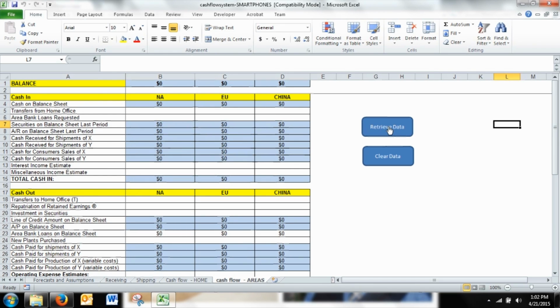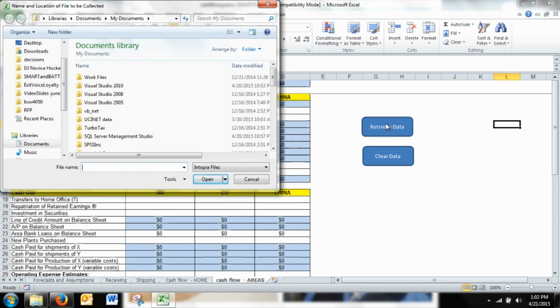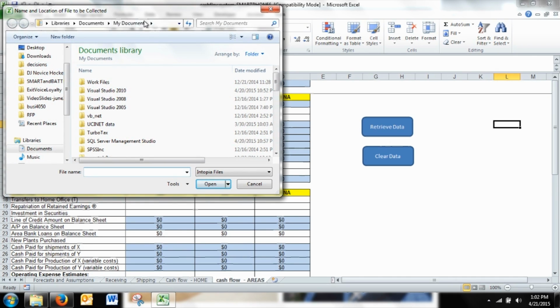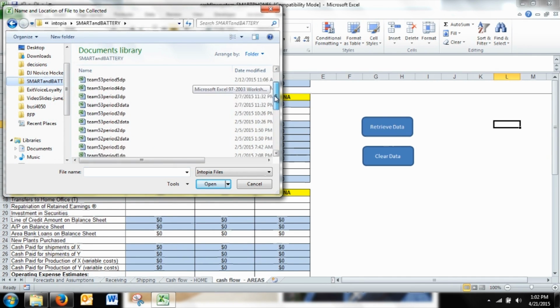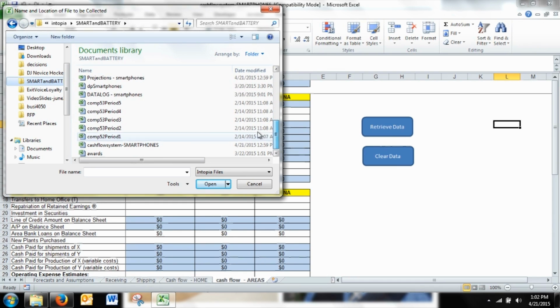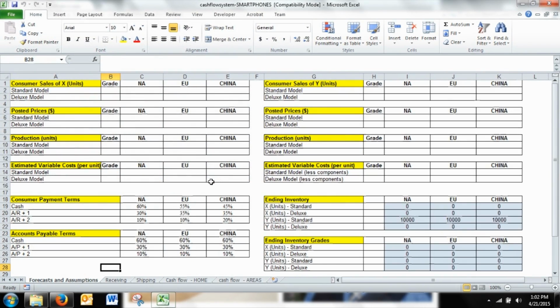So what I'm going to do is just push this Retrieve Data button, and it's going to ask me for the name and location of the file to be collected. So what I'm looking for is my output from the previous period. So I'm just going to go down there and look for, here's Company 3, period 4, or Company 53, period 4. So I'm going to open that. And what that's going to do is pull in all of the necessary data.